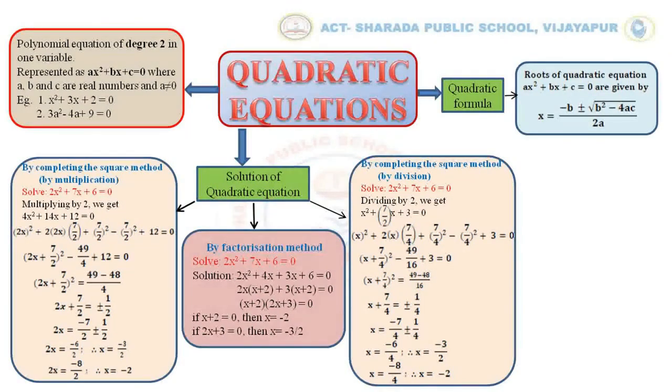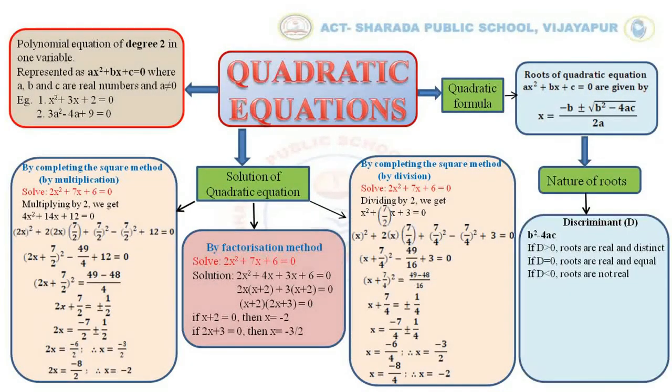Here, b square minus 4ac is called the discriminant and it is denoted by capital letter D, and this tells about the nature of roots. That is, if D is greater than 0, the roots are real and distinct. If D is equal to 0, the roots are real and equal. If D is less than 0, the roots are not real.